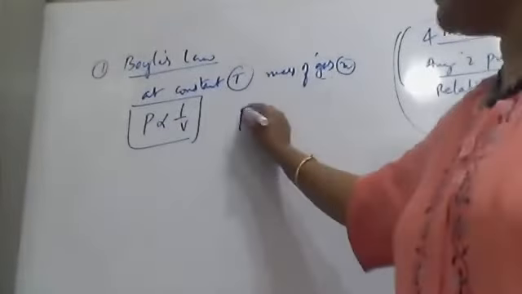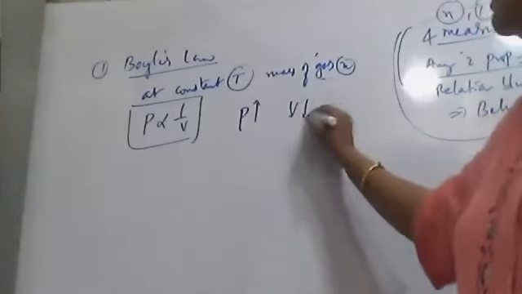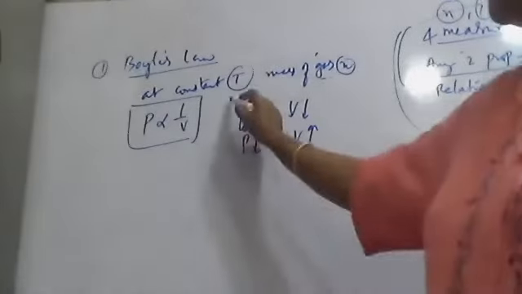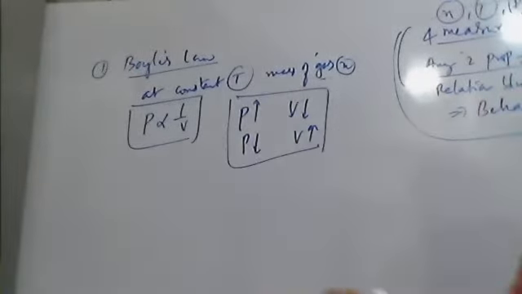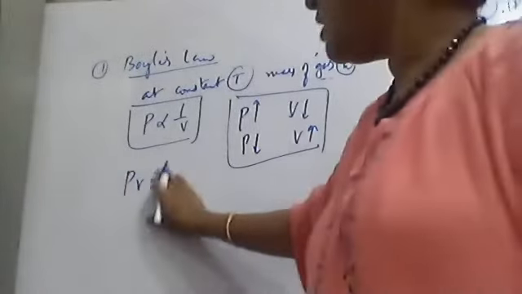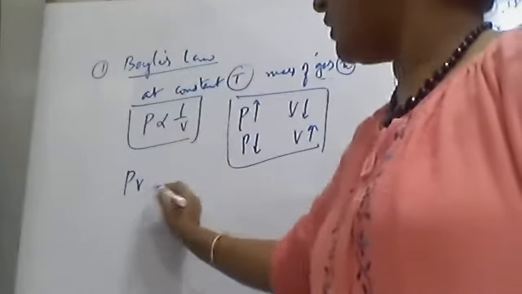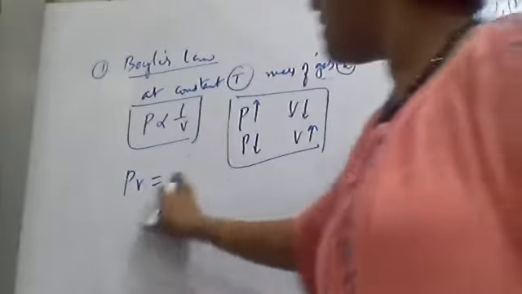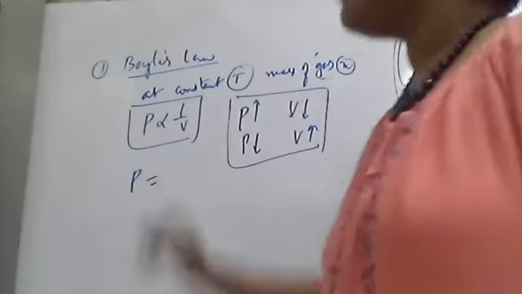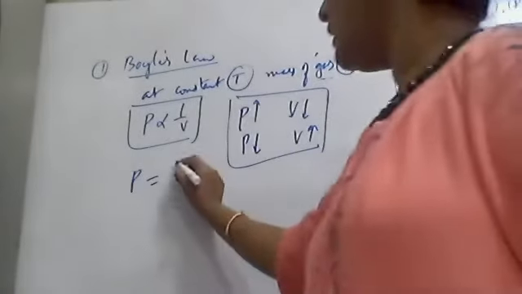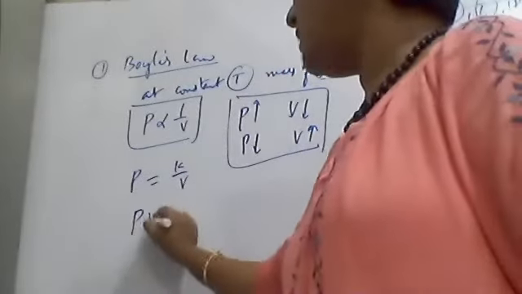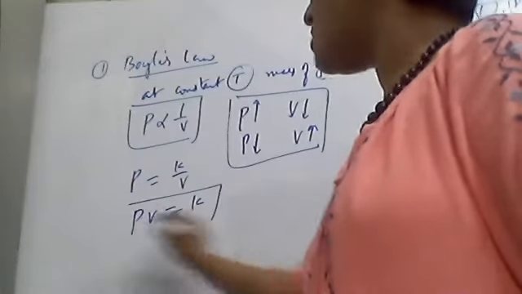This means if the pressure is more, volume is less. If the pressure is less, volume is more. This relation is called Boyle's law. It can be written as P proportional to 1/V. If I remove the proportionality sign, I have to write a proportionality constant K, so P equals K by V, where V is volume. Then we can write PV equals K, where K is constant.